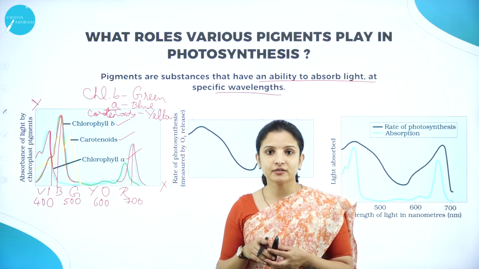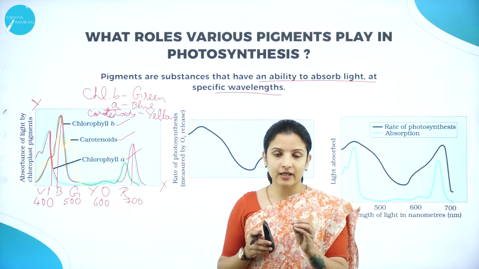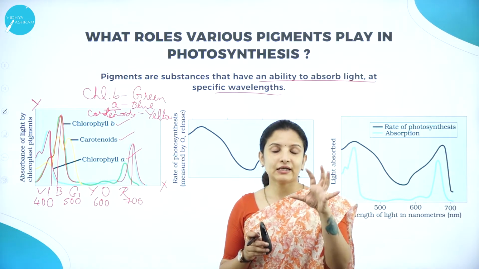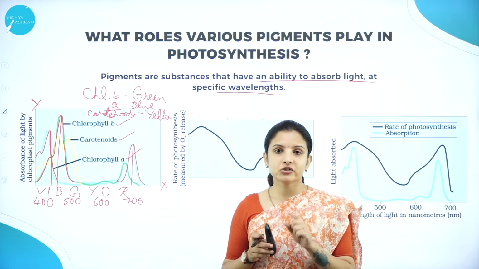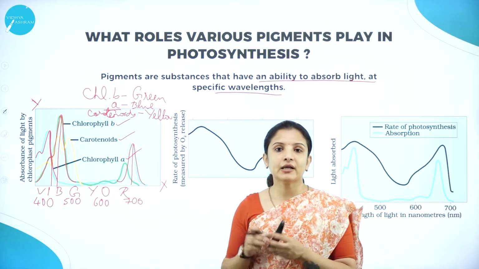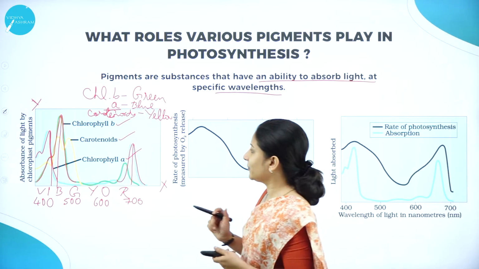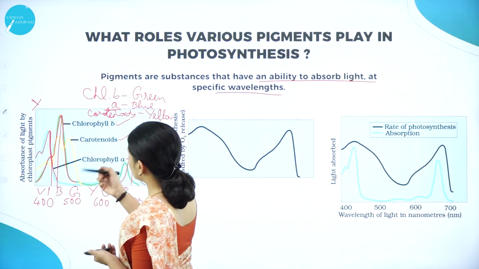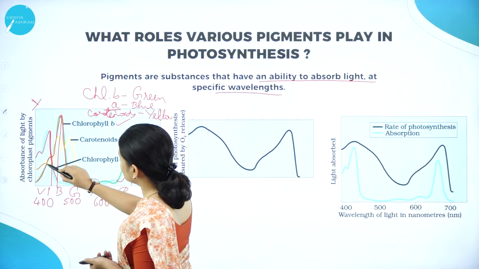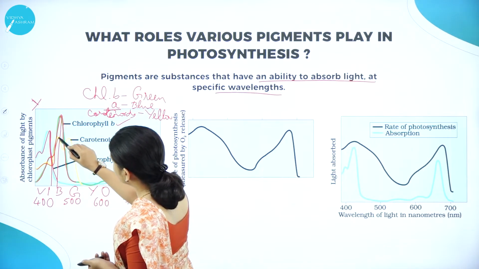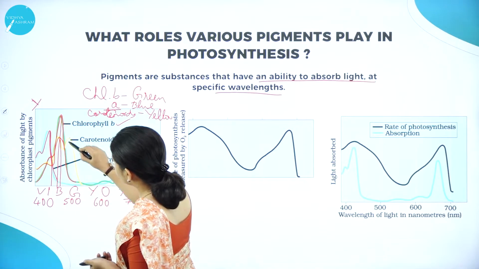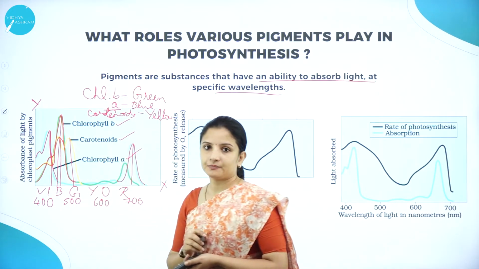Now you might have understood why chlorophyll A is the important pigment that traps the sunlight's energy, and it is called the main pigment, and the others are called accessory pigments. Here carotenoids also, if you can see the yellow line, I'll just draw. It absorbs blue light and it also absorbs green light.